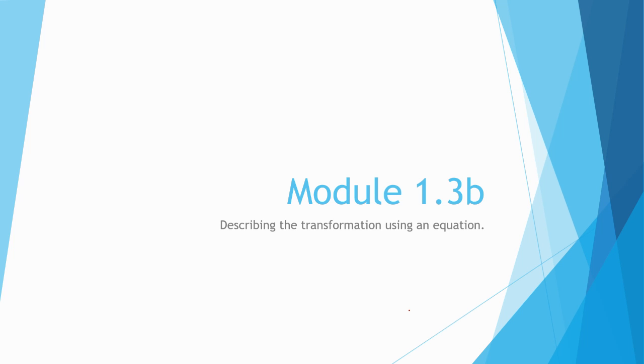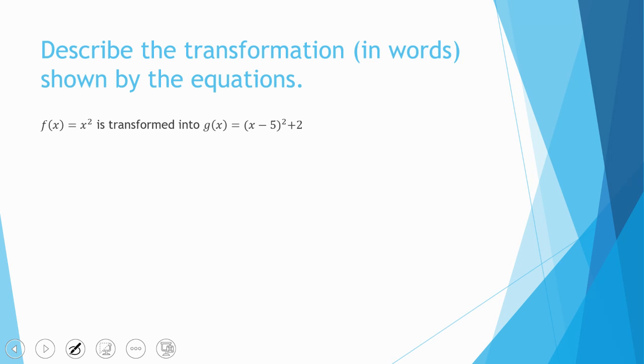Hey y'all, this is a continuation of Module 1.3. We're going to talk a little bit more about describing the transformation when you have an equation and have to tell what's happening using your words. So this says describe the transformation in words shown by the equations.